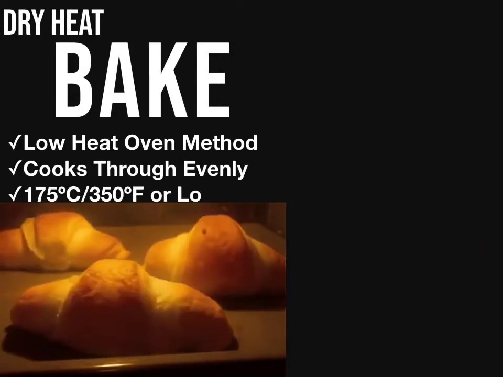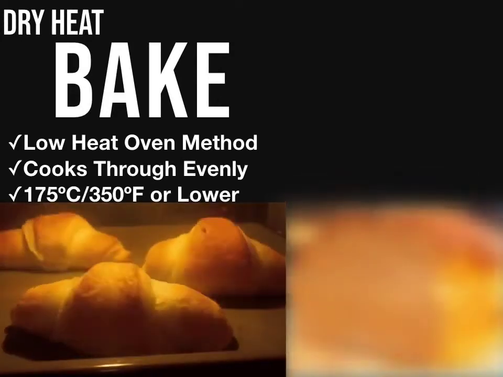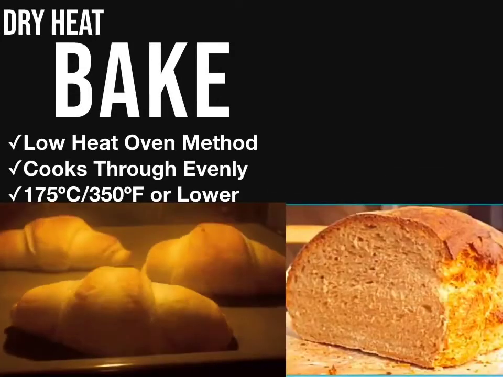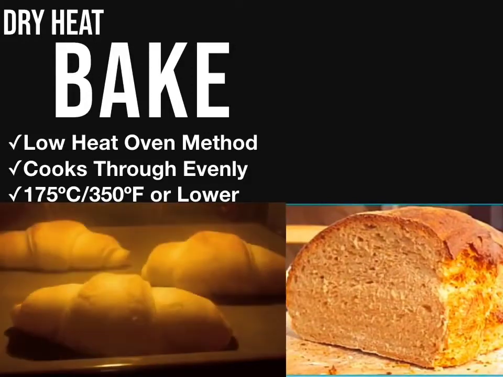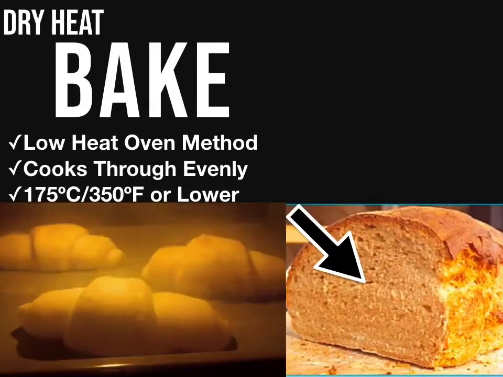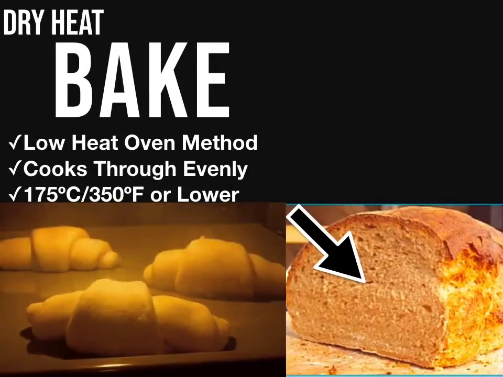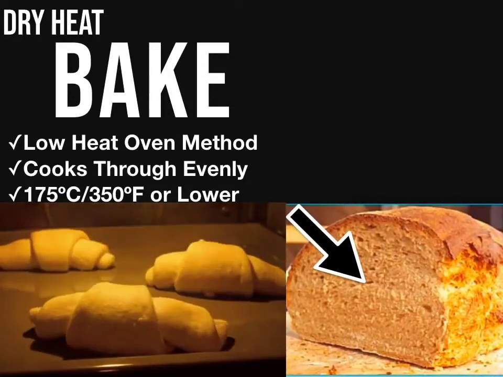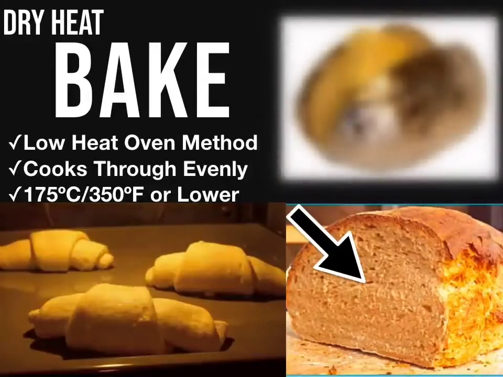Baking is done in an oven as well, but it's a low heat oven method, and it's done so that food will cook through evenly. We can see this loaf of bread here. Looks a lot like that roast I just showed you. When we bake at a lower temperature, the bread cooks through evenly. If I put that dough into an oven and roasted it, we'd have a burnt crust and a gooey center.